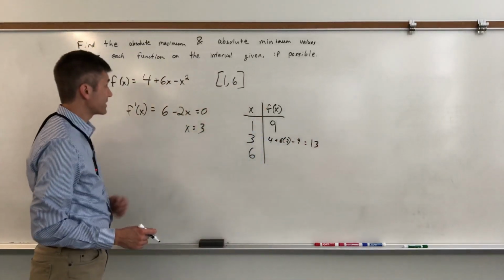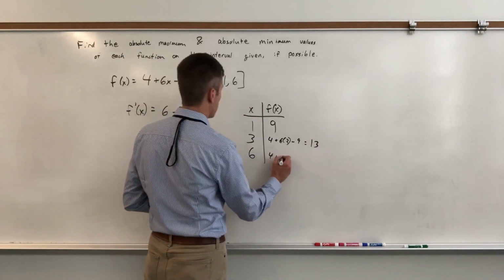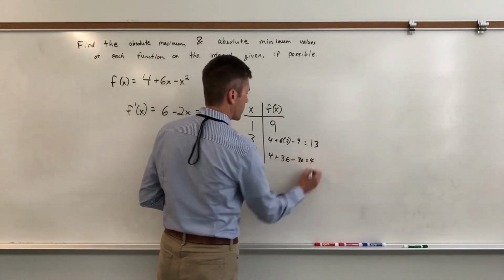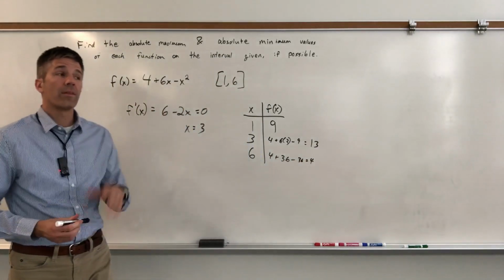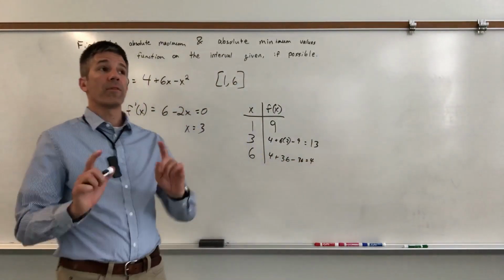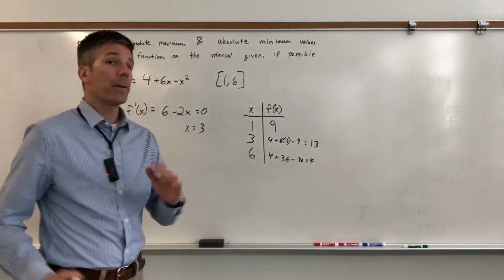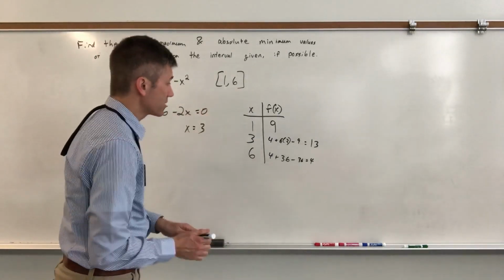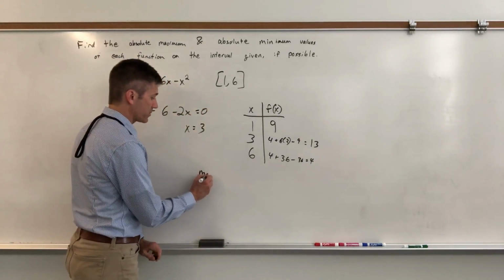And I'm going to plug in a 6, and that gives me 4 plus 36 minus 36, so that's easy, 4. Okay, so I need to know the absolute maximum and the absolute minimum of this function on this interval. I'm looking for the highest and the lowest values, so don't make it harder than it is. You have your list. So now I have found the absolute maximum.